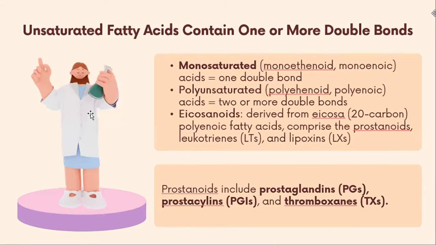Unsaturated fatty acids contain one or more double bonds. Again, monounsaturated and polyunsaturated fatty acids, and eicosanoids, are part of your unsaturated fatty acids. Your monounsaturated are your monoenoic acids, which have one double bond, and polyunsaturated, like your polyenoic, have two or more double bonds. While your eicosanoids, derived from eicosa, meaning 20 carbon, polyenoic fatty acids, comprise the prostanoids, the leukotrienes, and the lipoxins. Prostanoids include your prostaglandins, your prostacyclins, and your thromboxanes. In pharmacology, actually, you will also encounter this.